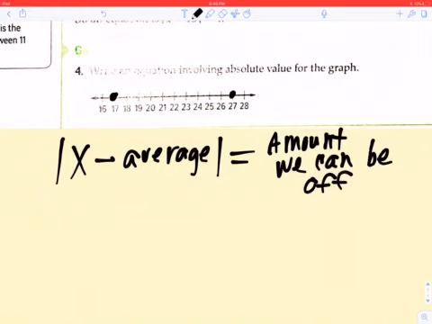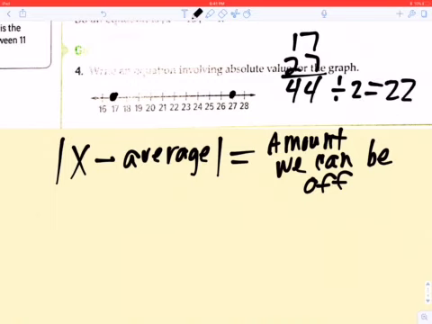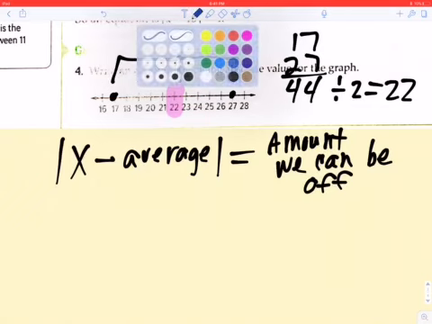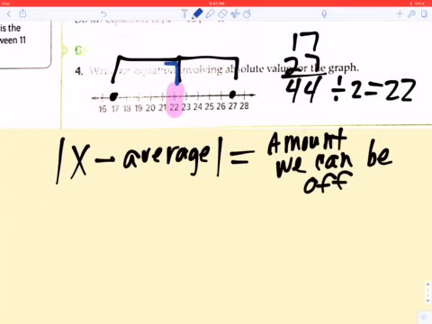So first of all, to find the average, I'm going to take my two endpoints. I got 17 and 27. I'm going to add them together, divide by 2. So the midpoint is 22. So now I need to look and see the distance from one endpoint to the other. So from 22 to 17, that would go down 5. And from 22 up to 27, that would be plus 5.